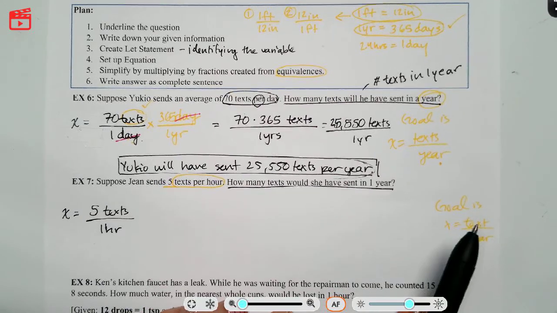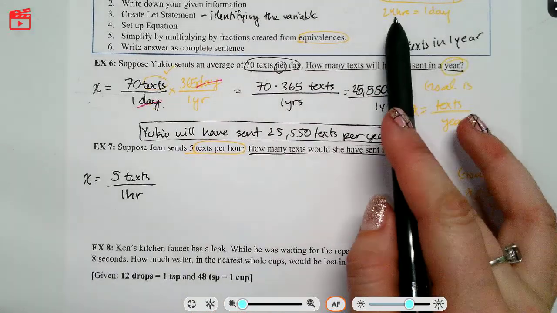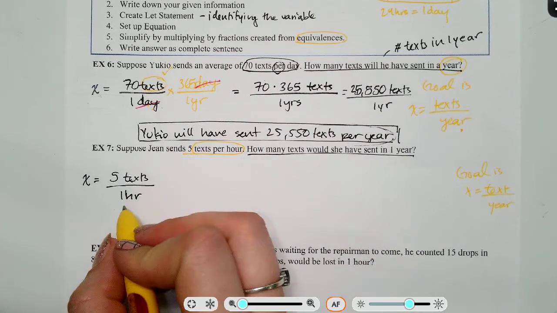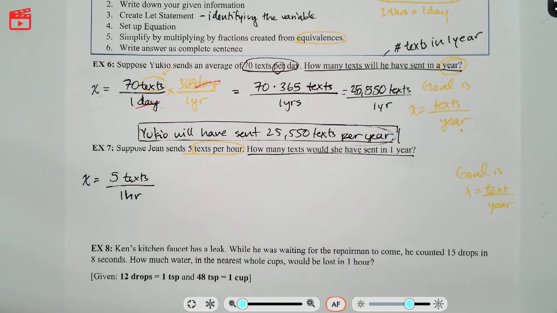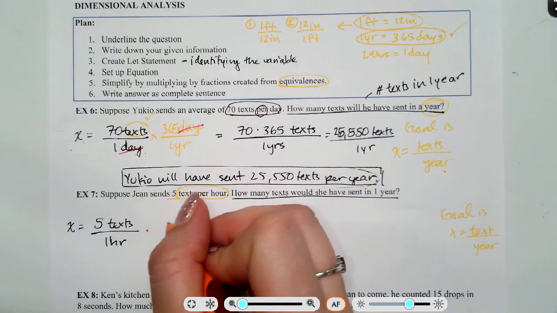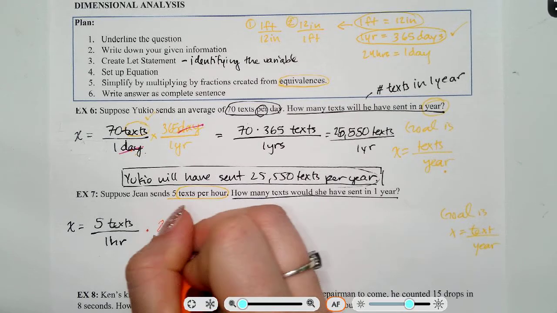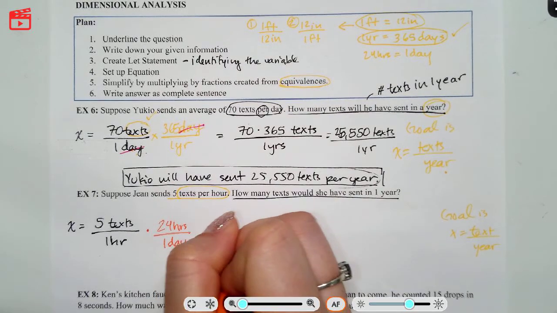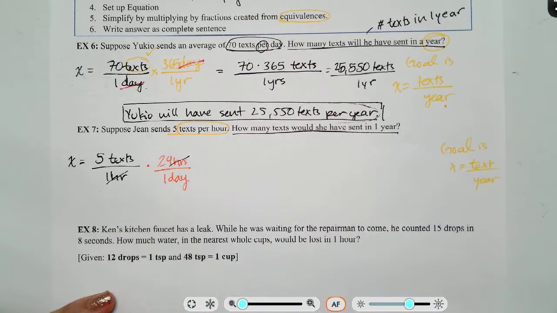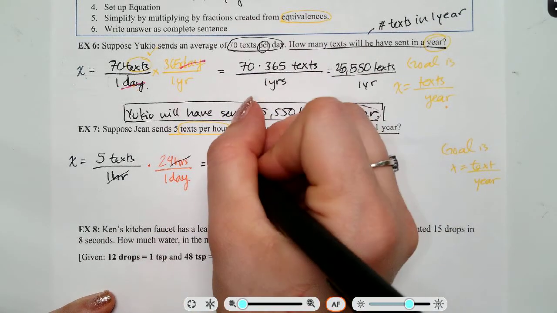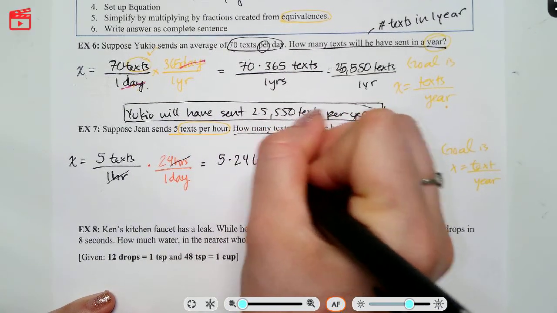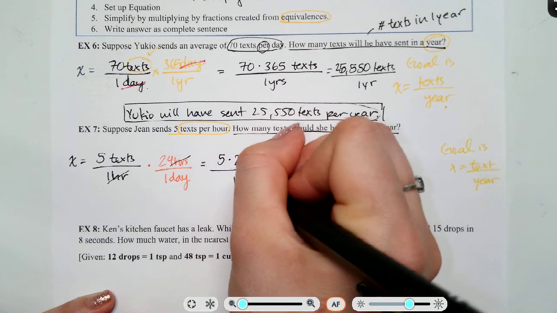Let's use that. So let's create a fraction with that equivalence. As usual, I'm trying to get rid of the hour, so I'm going to multiply by 24 hours over 1 day. The hours will cancel, and I'm left with 5 times 24 texts in 1 day.